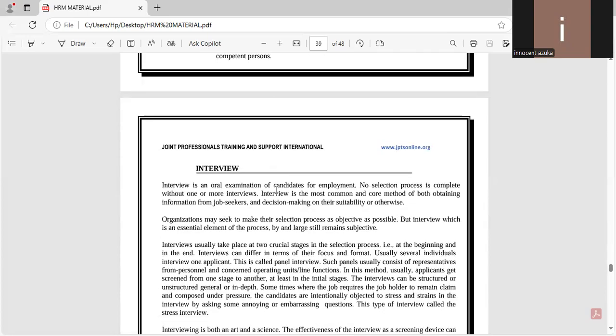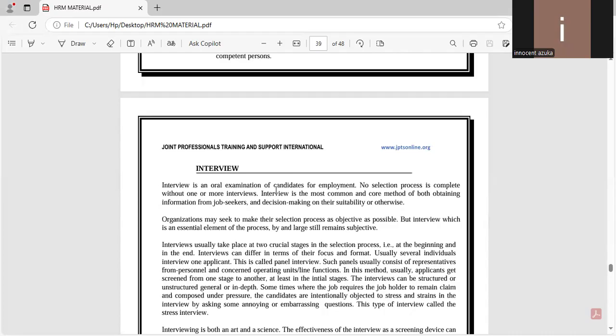What is an interview? Interview is the oral examination of candidates for employment. No selection process is complete without a one-on-one interview.